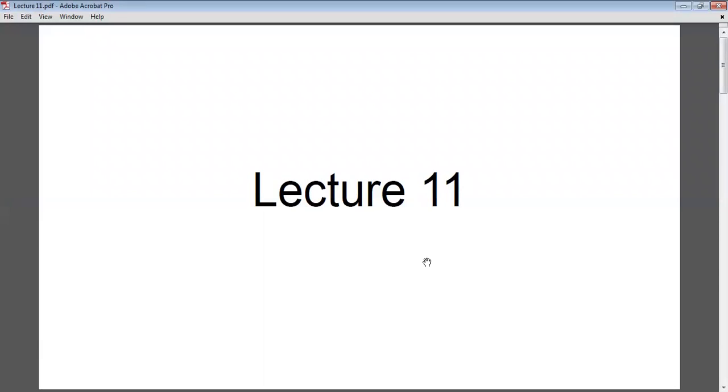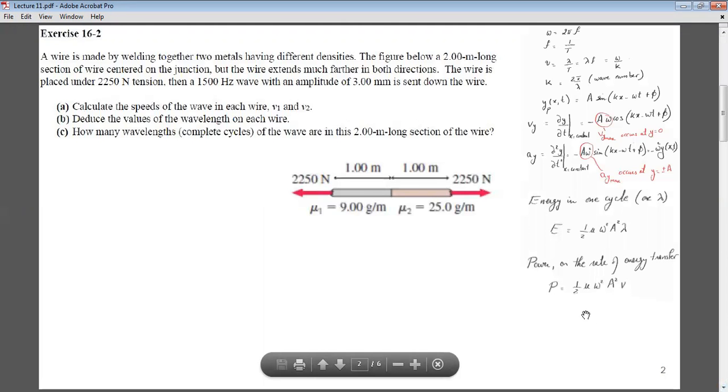Okay, so in today's lecture, we will solve exercises again on chapter 16, and this is the last lecture on chapter 16. We solve two problems, one on speed of waves and one on rate of energy transfer. So we will start with exercise 16.2.